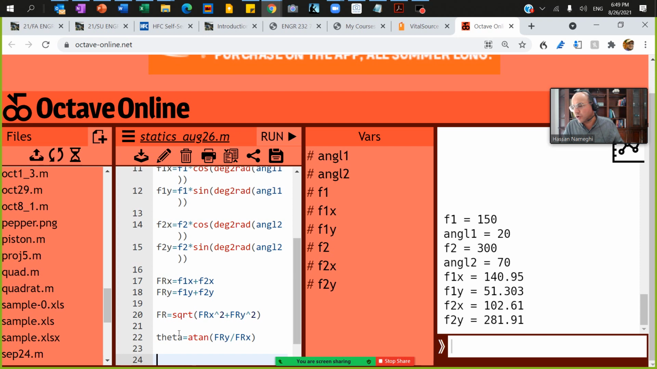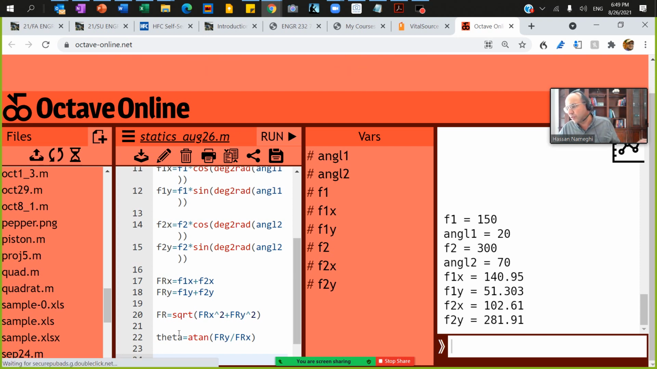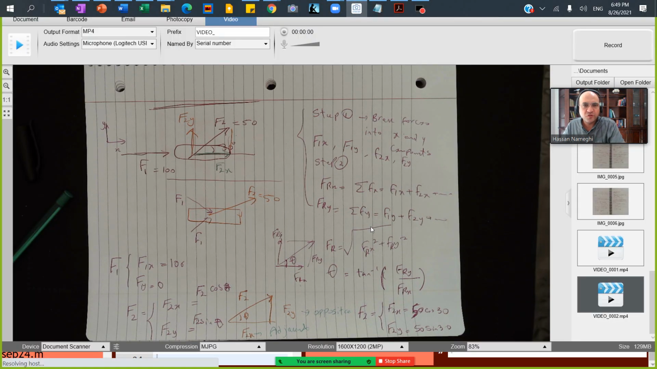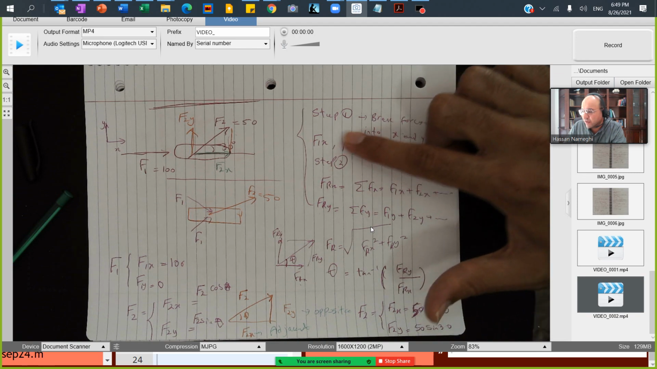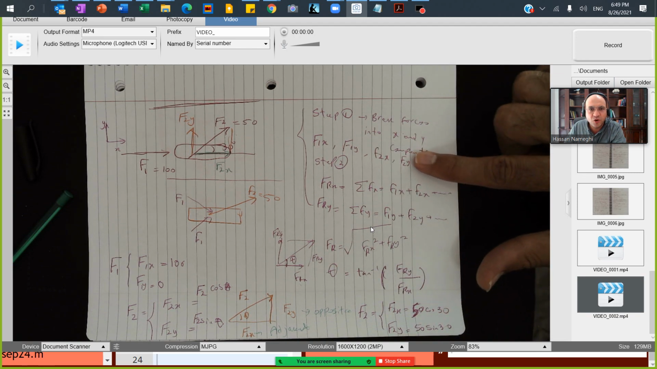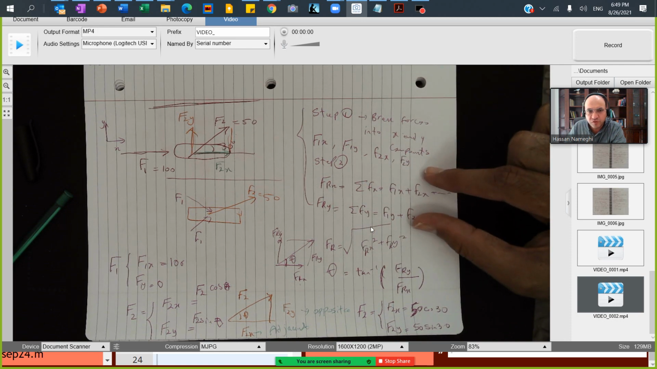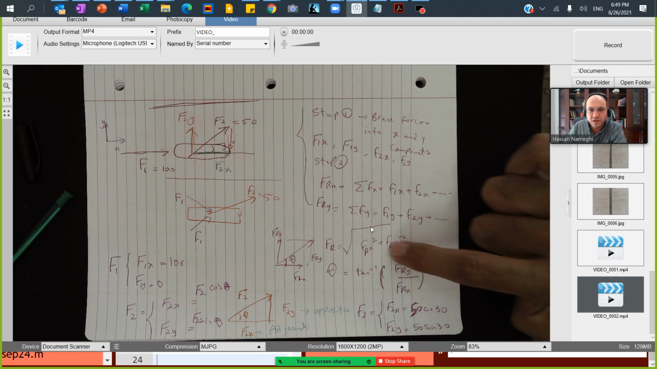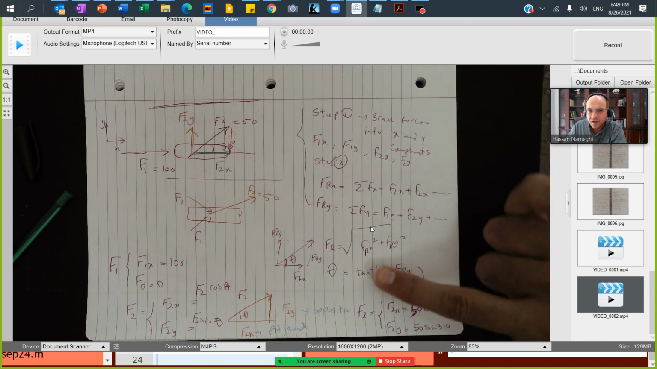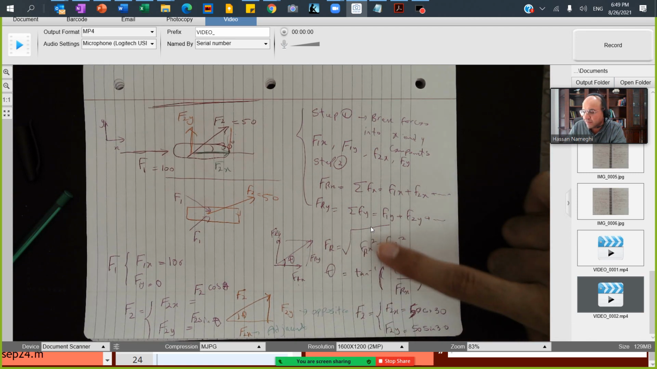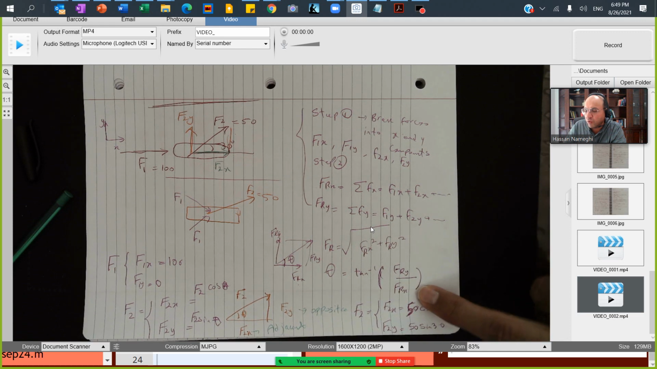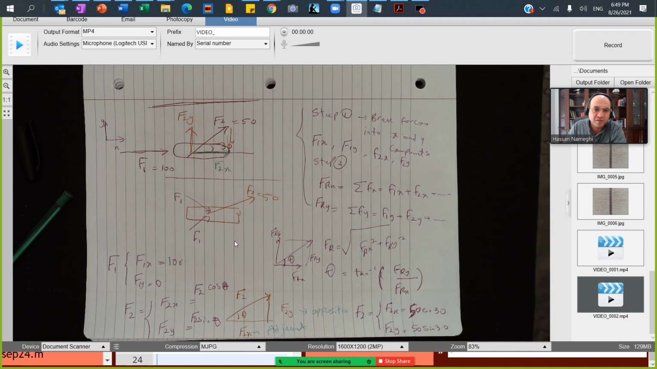So remember what I'm doing right now. I'm actually following all the equations I talked about in the lecture. If we look into this, we find F1x, F1y, and then F2x, F2y. Then we find FRx, FRy, which was the summation of those. The resultant force is the square root of that. And then the theta, the angle with the x-axis, is tan inverse of FRy over FRx. So that's actually what I'm following.